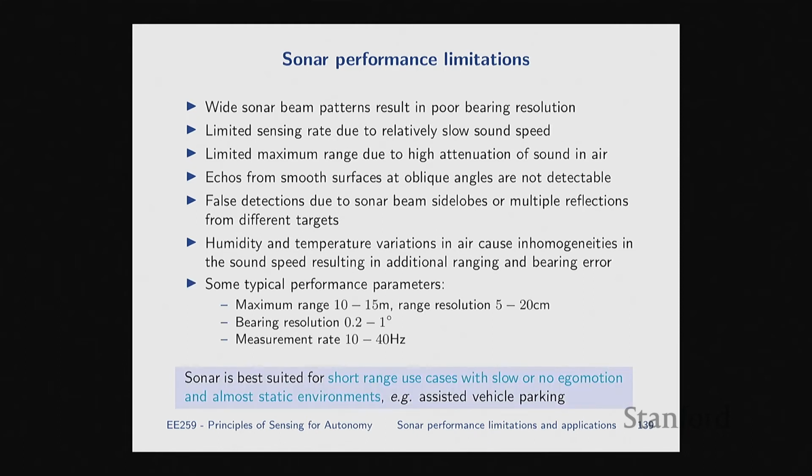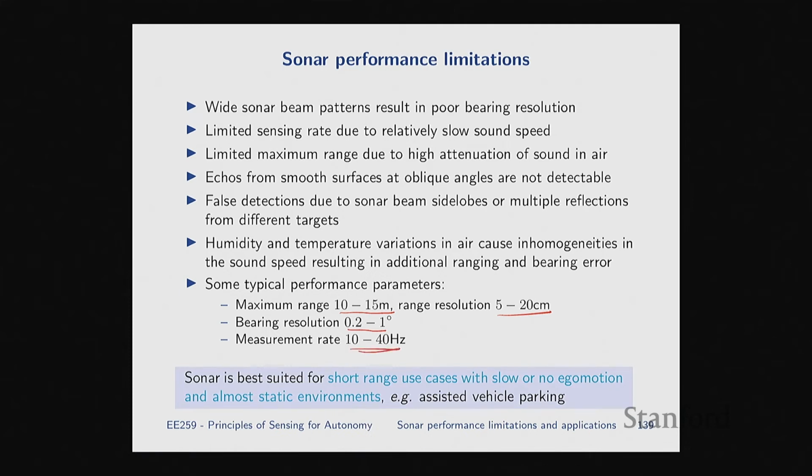So all in all, what kind of performance can you expect from your sonar sensor? Maximum range, 10 to 15 meters, I would say. And again, these numbers are not set in stone. I'm sure you can get more than this with some effort, but these are typical numbers to expect from a good sonar for robotics. Range resolution, a few centimeters up to 10, 20 centimeters. Bearing resolution, depending on how you do it, 0.2 degrees to maybe 1 degree, and you can do about 10 to 40 measurements a second.